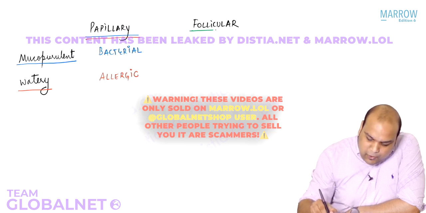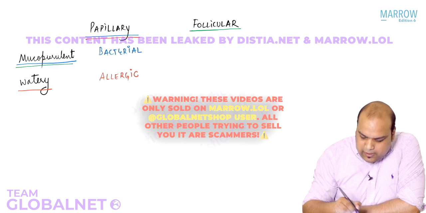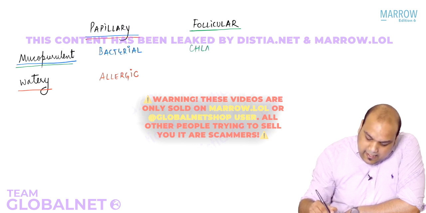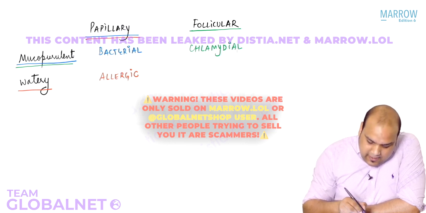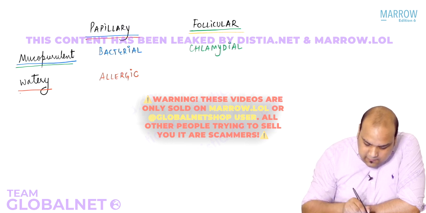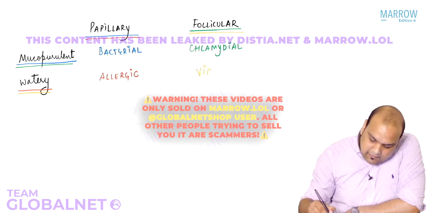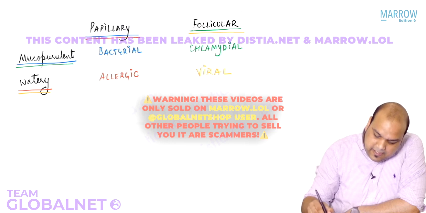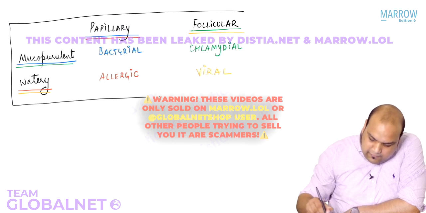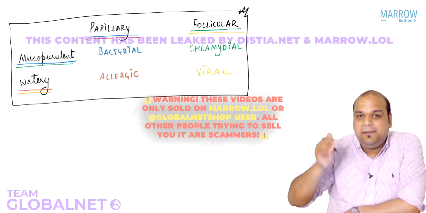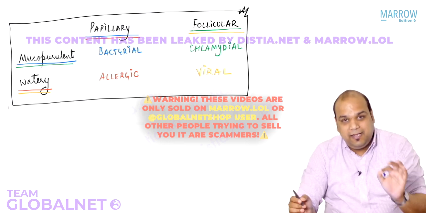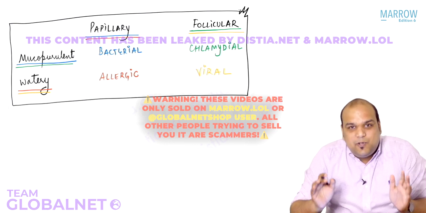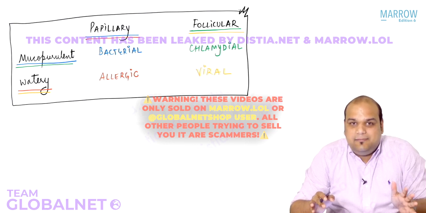Similarly, if I see a follicular reaction with a mucopurulent discharge, I have chlamydial conjunctivitis, Chlamydia trachomatis. And lastly, everybody, if I have a follicular reaction with a watery discharge, I have viral conjunctivitis. So if we remember this simple 2x2 table, we will be able to diagnose which type of conjunctivitis it is. Am I clear? Absolutely, everybody. So please make sure that you remember this.